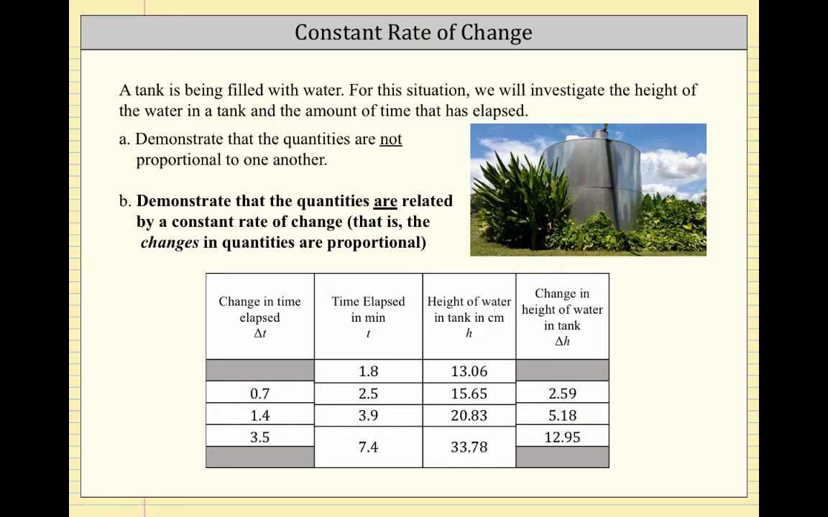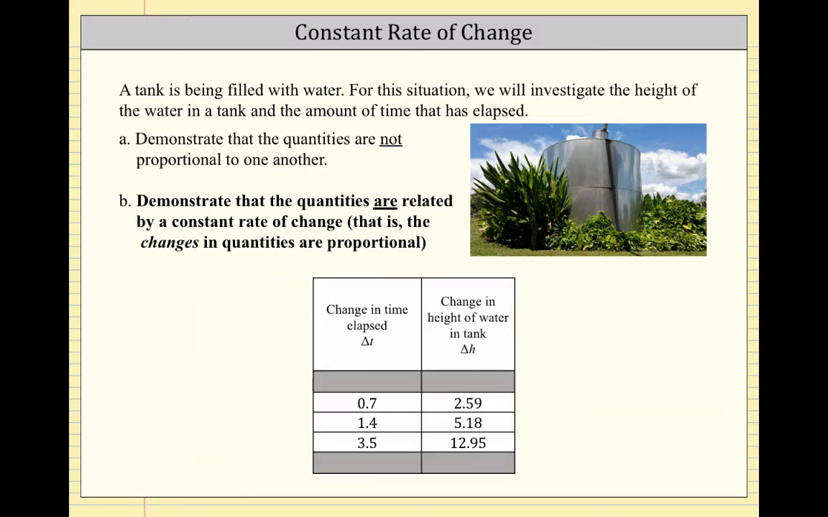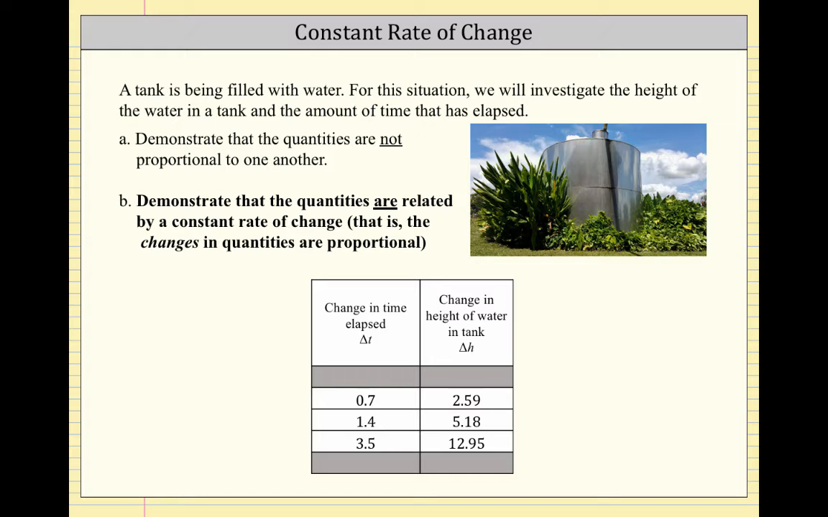What we're going to do now is just focus on those changes. So let's bring this part of the table a little bit closer to simply focus on what's happening with the changes. And what we're going to do is see if the changes in the quantities are proportional. So the first question, do these quantities have a common scale factor? For example, if I'm trying to figure out the scale factor from 0.7 to 1.4, that's a multiplication by 2. So the corresponding output should also be scaled by the same scale factor. So if I take 2.59 times 2, I do get 5.18.